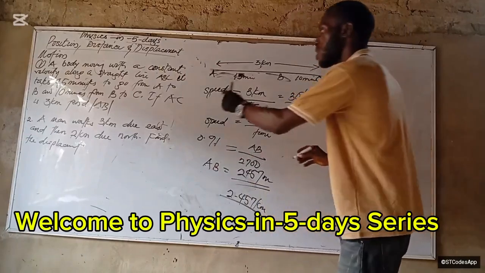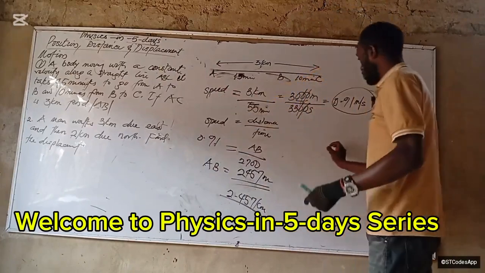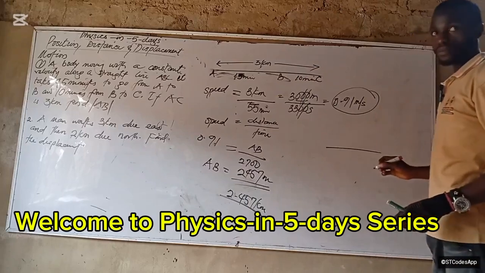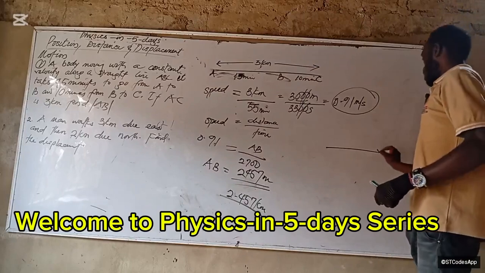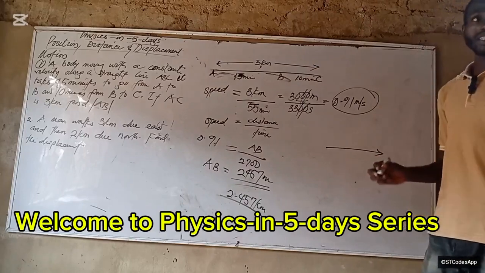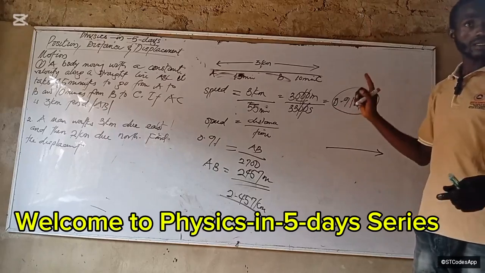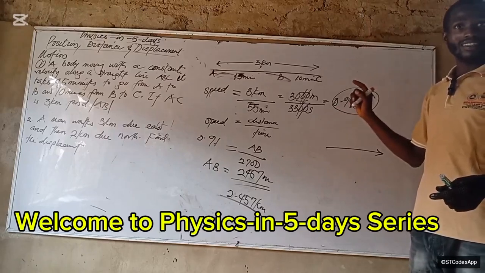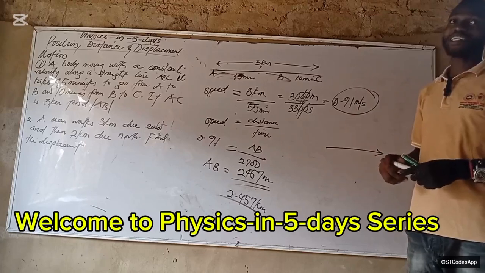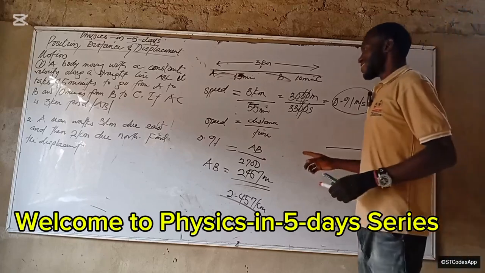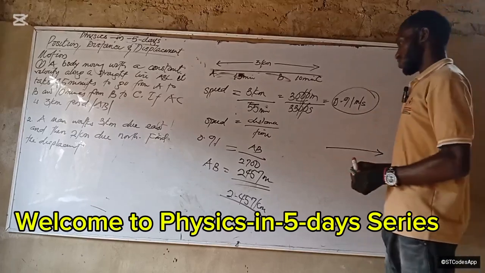This one says a man walks. Stop writing and listen. A man walks 3 kilometers due east. Where is east? Here, right? No, where is east? Is this east? Yes. You must know it though. Is that okay? Where is west? West. This side. It's down. So where is south? Where is north?